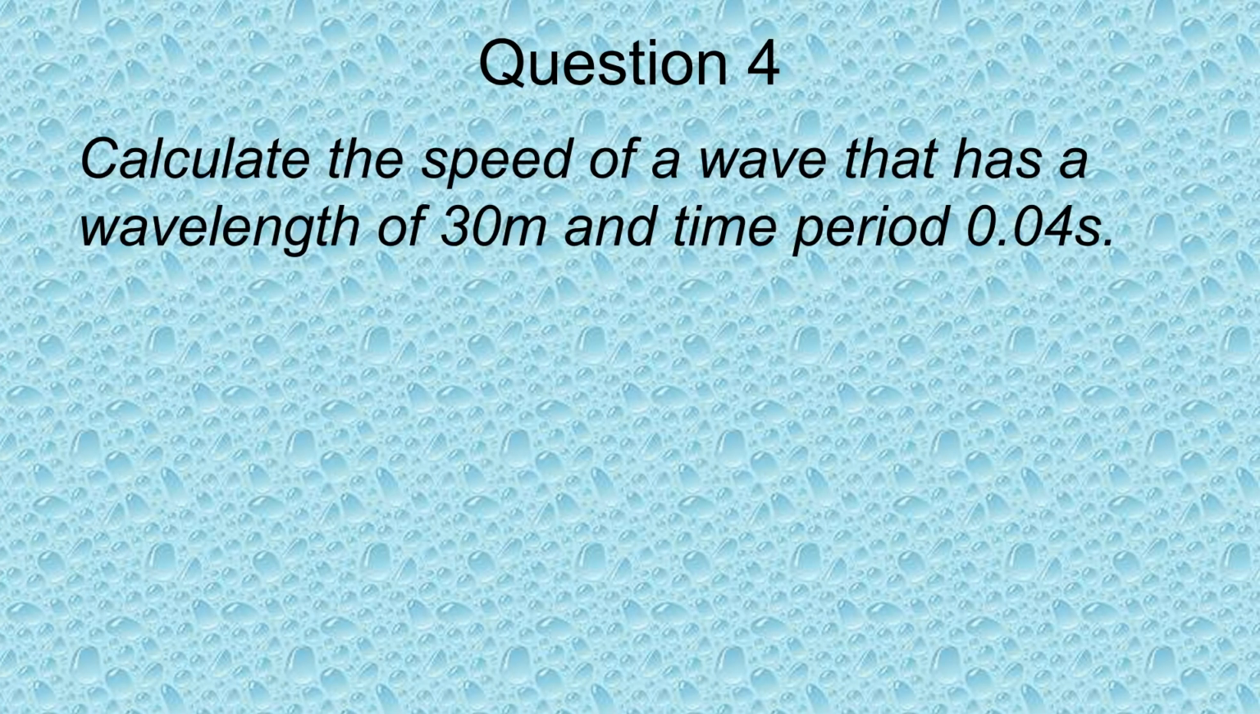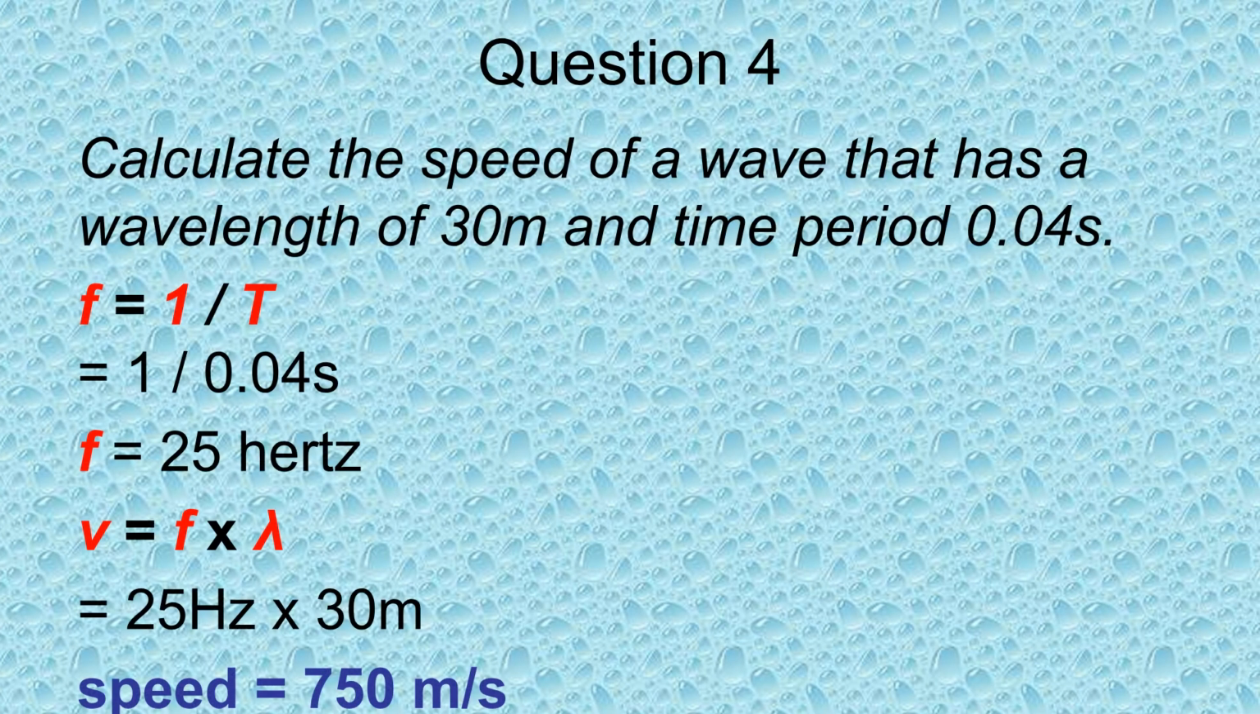Question 4 asks us to calculate the speed of a wave that has a wavelength of 30 meters and a time period of 0.04 seconds. First, calculate the frequency by dividing 1 by the time period, which is 25 hertz. Then, use the wave equation to find speed. 25 hertz multiplied by 30 meters equals 750 meters per second.